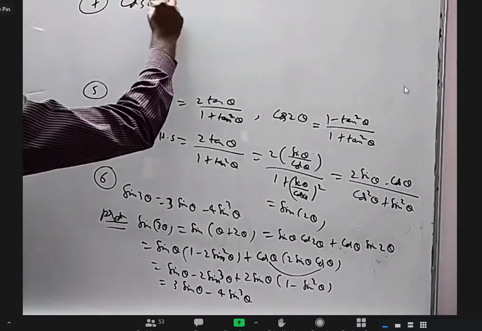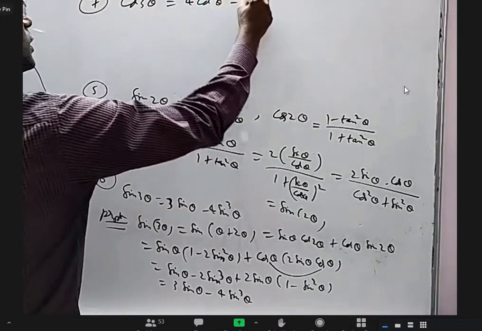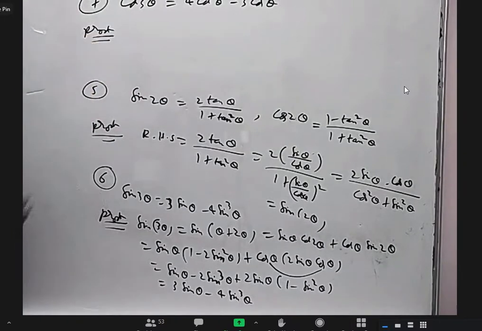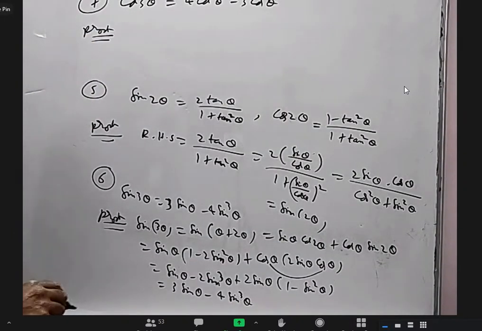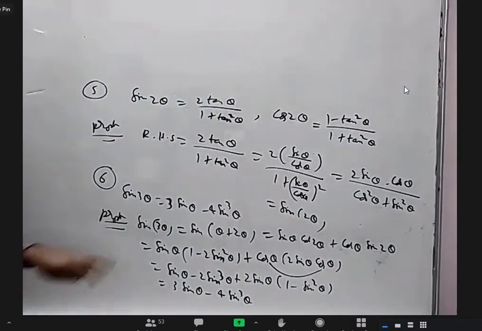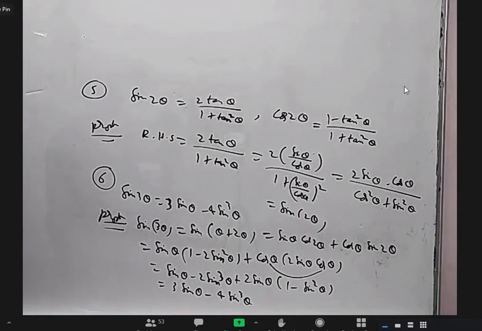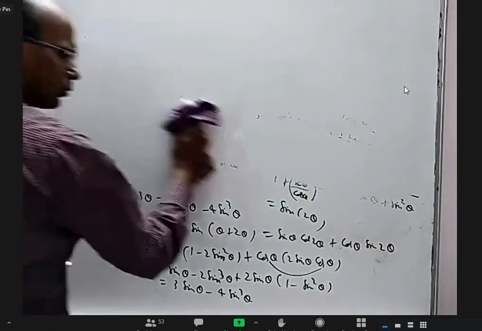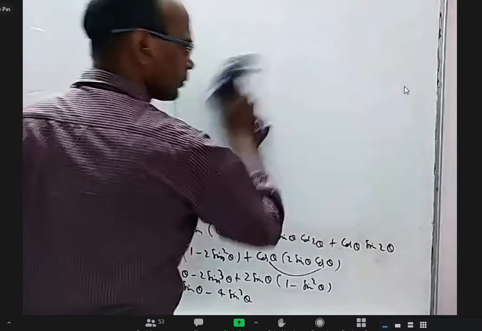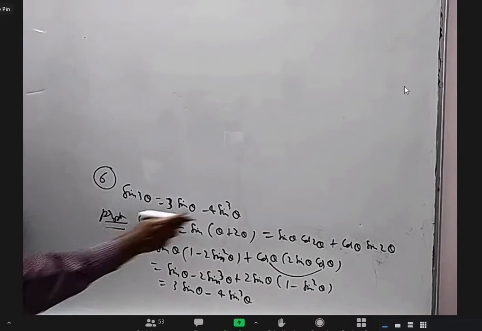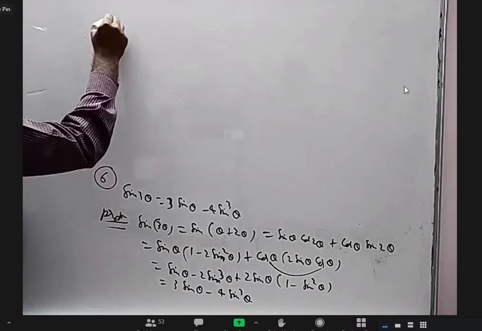Okay, cos 3 theta formula is 4 cos cube theta minus 3 cos theta. Anyway, I want to write the sin 3 theta formula in another way also. Sometimes it is required. I'll bring this one here, sin 3 theta divided by 4.